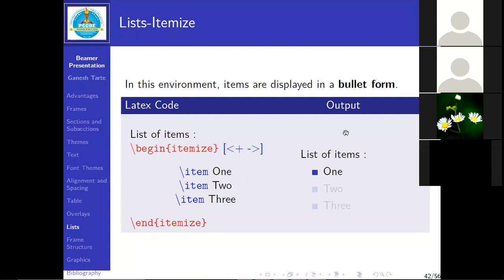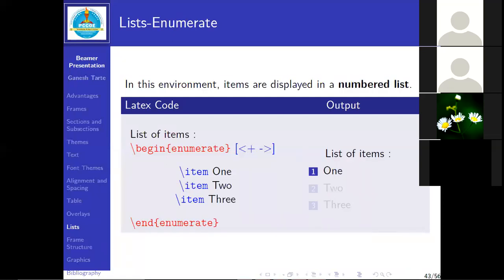So we can check the output here directly. Firstly, we have the list of items here. Then only the first item is displayed. The remaining two are hidden. When we click, the next item is displayed. So that is the important role of this overlay: square brackets, inside them angular brackets and the plus minus sign. After each item, it pauses automatically.